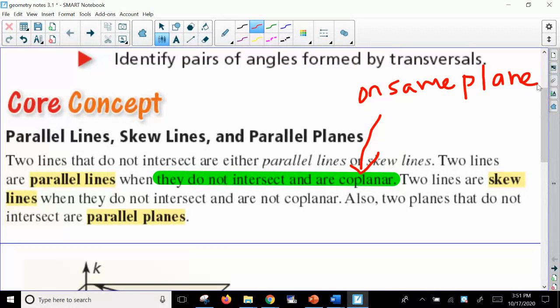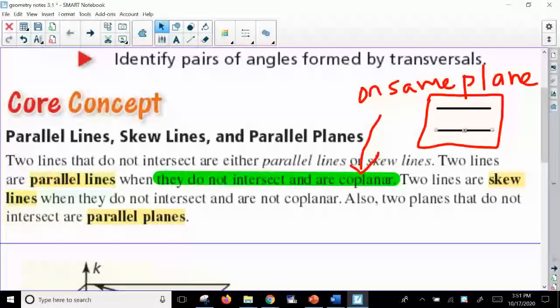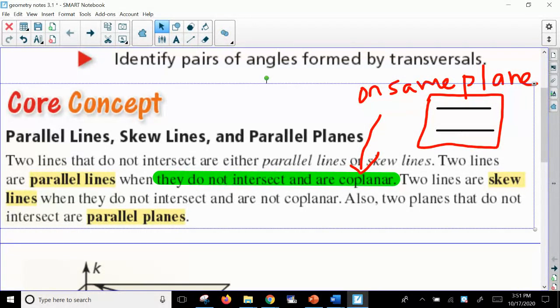It's hard for me to show you when you can't see me. But think of if you had two lines and they're both on a sheet of paper. Like so. Oops, they don't look parallel. But they're both on the same sheet of paper and they don't intersect. Those are parallel lines. They go in the same direction.